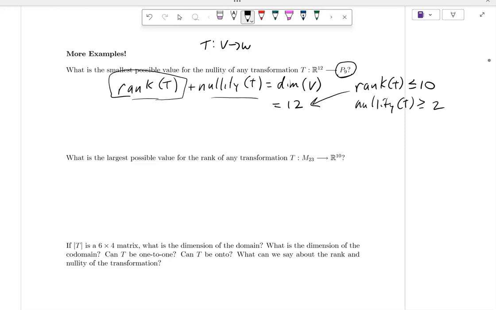So you can think about it a couple of different ways, right? Think about the matrix idea or think about your rank nullity equation, either or.